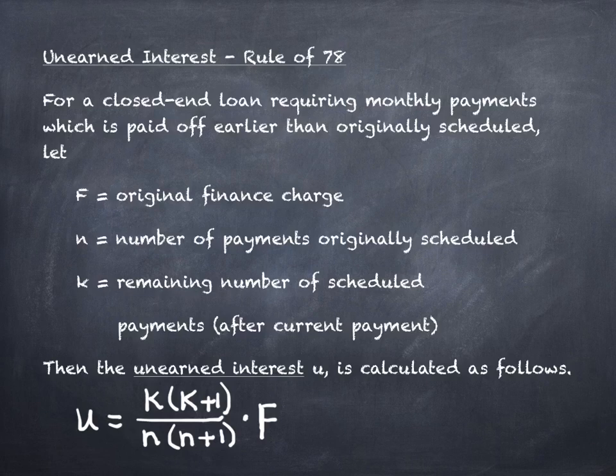F is the original finance charge. That's a little different; we didn't have F listed that way in the problem before. N is the number of payments we originally scheduled. And K is the number of payments left after the current payment. So K is the same quantity we just talked about. The unearned interest is K times K plus 1 over N times N plus 1, times the finance charge.